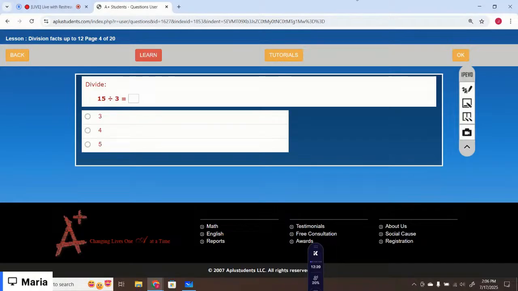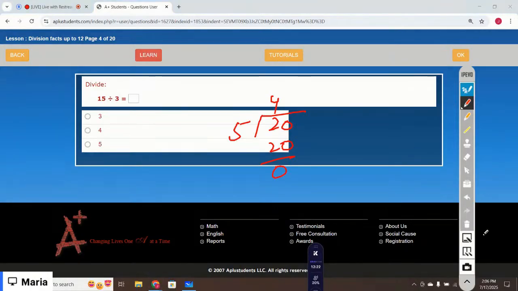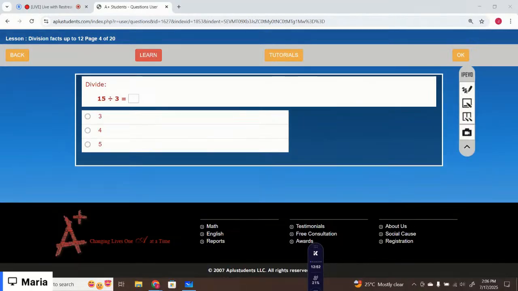Fifteen divided by 3. So let's just divide it by the 3. 3 times what number is 15? That is 3 times 5 makes 15. So the correct option is 5. Option number 3 is the correct option. That would be 5.